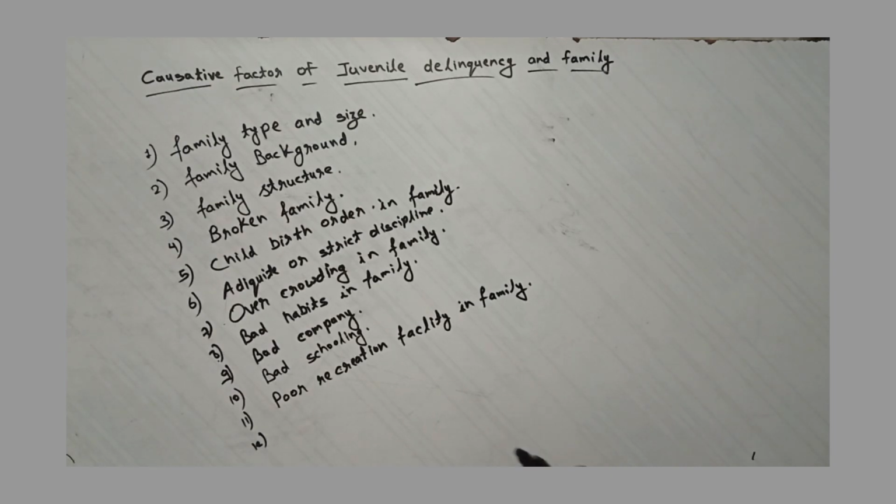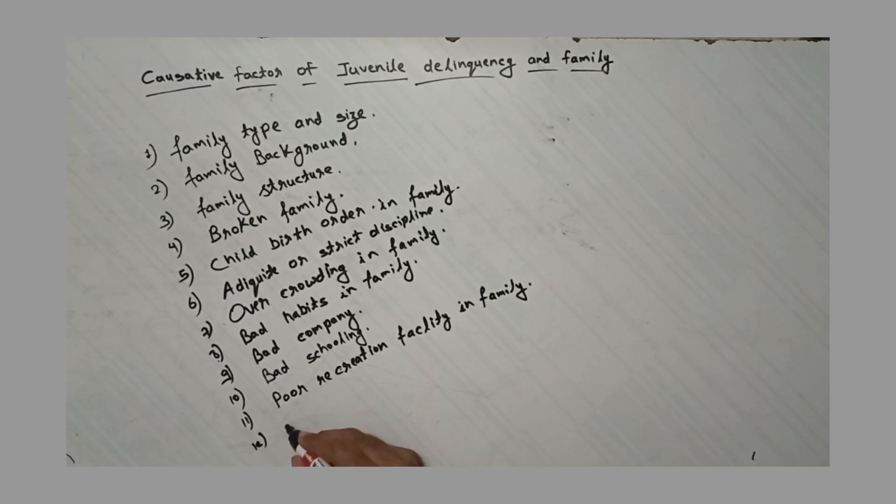Suppose there is one small room and 10 people live in it. How is that possible? Sometimes the general facilities, the basic needs or basic things, the children don't get, and this factor is also called a factor of juvenile delinquency.